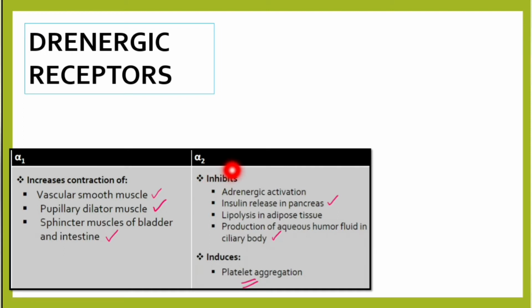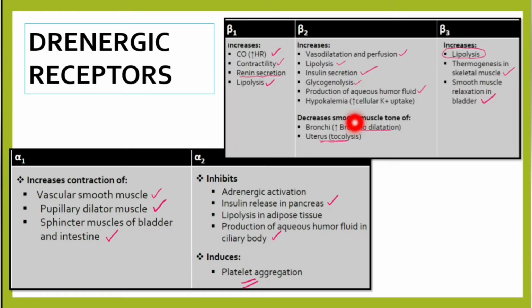Then alpha-2. If you stimulate alpha-2, remember this is a G inhibitor. So it will inhibit adrenergic activation, it will inhibit insulin release in the pancreas, inhibit lipolysis in the adipose tissue, production of aqueous humor in the ciliary body, and it induces platelet aggregation.